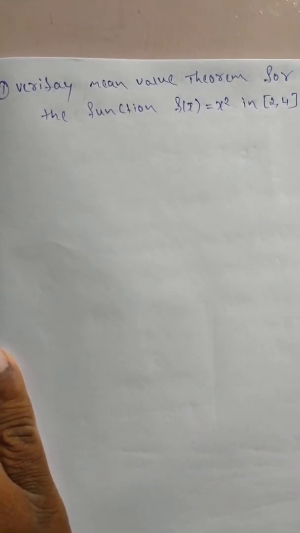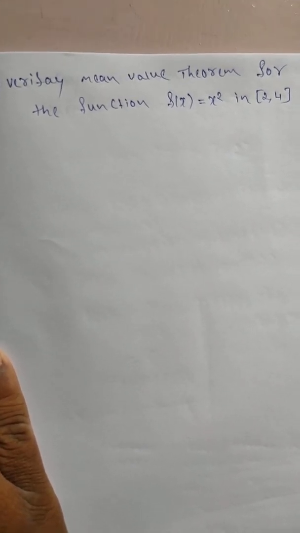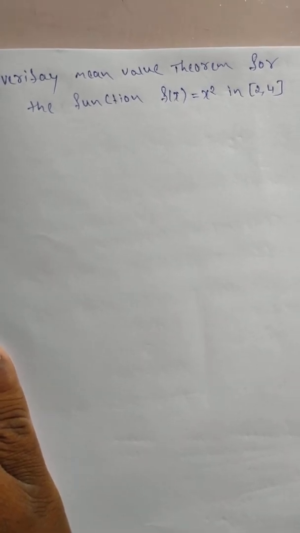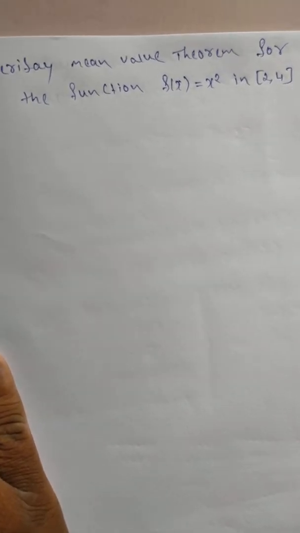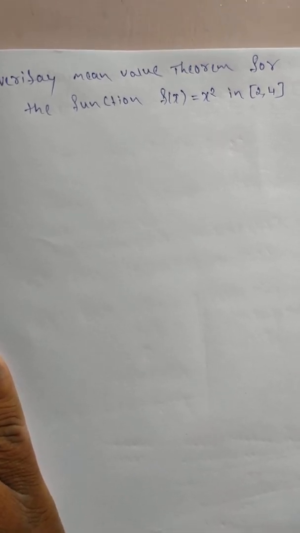What are the three conditions? The first condition is continuous, the second condition is differentiable, the third condition is f of a is equal to f of b. But in the mean value theorem, no need to check the three conditions. You want to check only two conditions, continuous and differentiable. If you check the two conditions, that's enough in the mean value theorem.